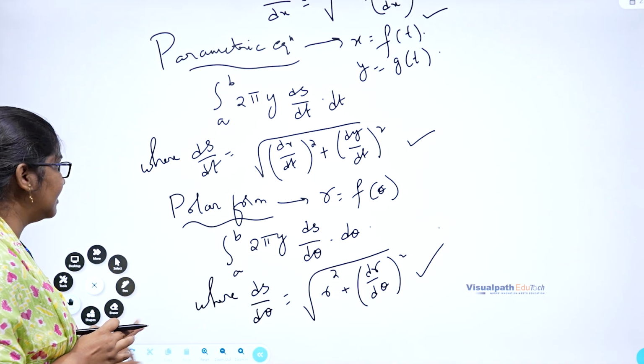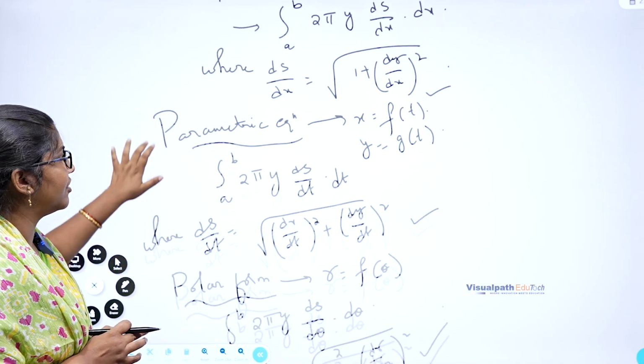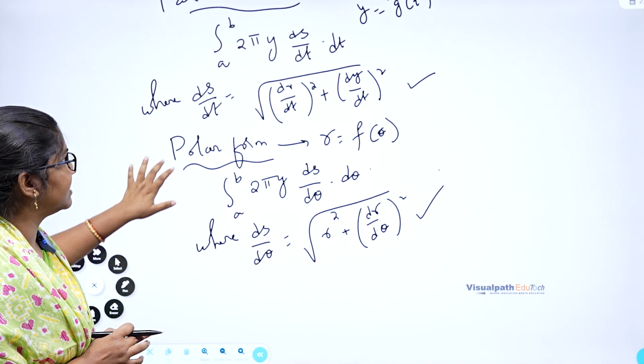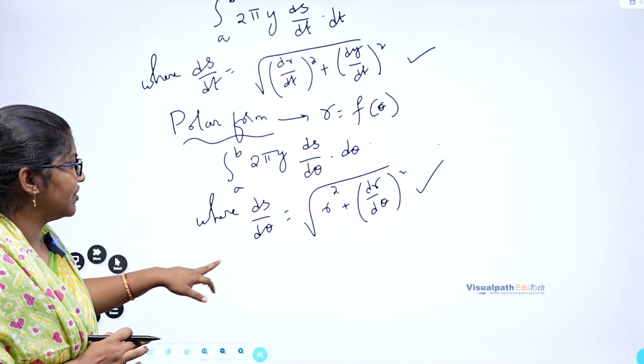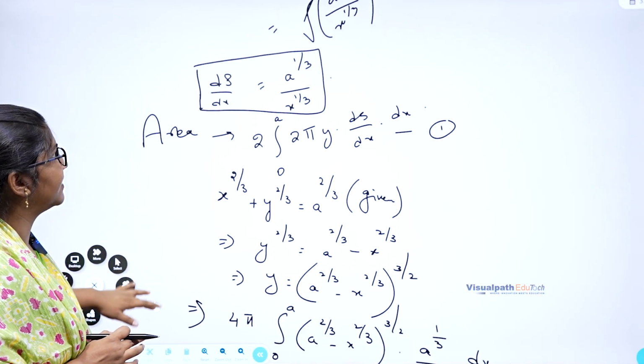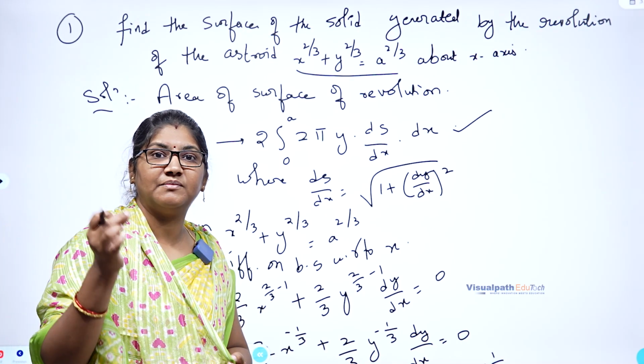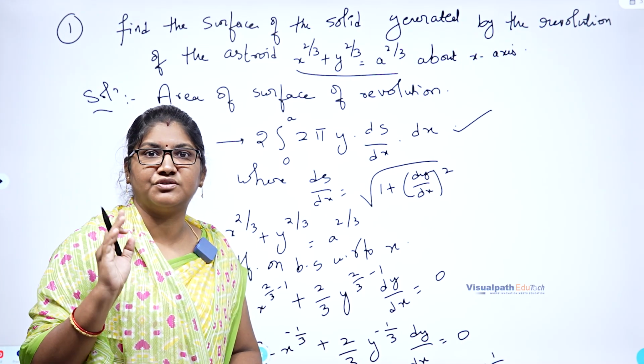I have written here in detail. See, when Cartesian equations are given, this is the formula. When a parametric equation is given, this is the formula. When a polar equation is given, this is the formula. This is the concept for Cartesian equation. You can 100% expect from the areas concept one long question, 12 marks.